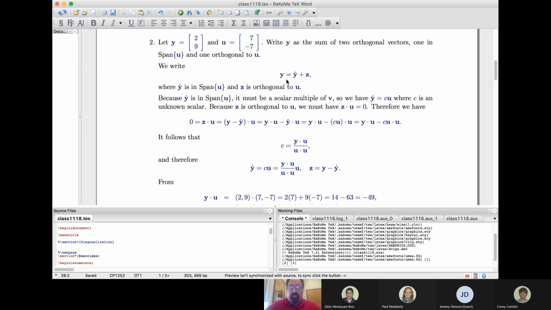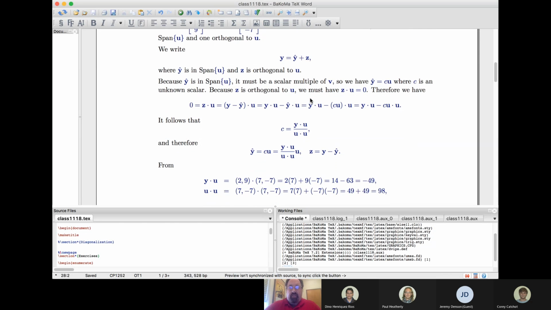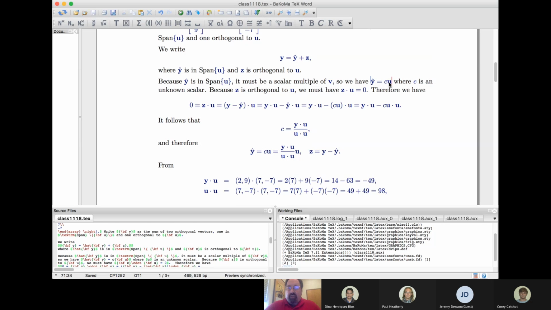Okay, so the thing is, if we choose y hat to be some multiple of u, we can't guarantee necessarily what's left over, because once we get y hat, then z is just going to be y minus y hat. We have to choose y hat, the multiple, in such a way that z is orthogonal to u. So to figure out what the correct multiple of u will be to go into y hat, we stipulate that y hat is a constant c times u, and we don't know what c is.